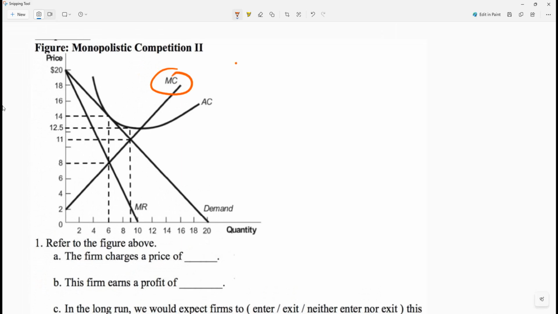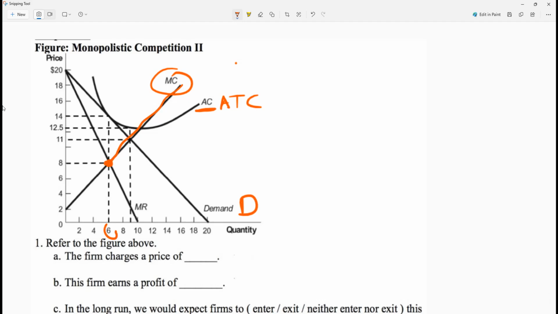Marginal cost here. Average cost, sometimes this is ATC, you'll see it that way. Demand is going to be often just an uppercase D, and then marginal revenue. So to find the price that it charges, you're going to find where marginal cost equals marginal revenue, because that's profit maximization. So that's this point right here.